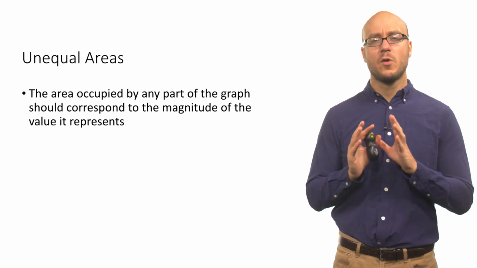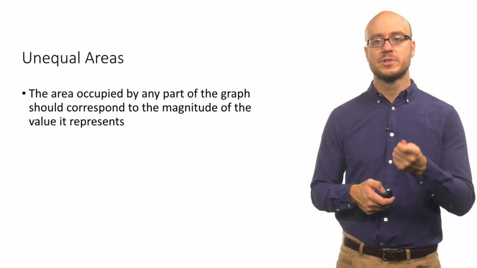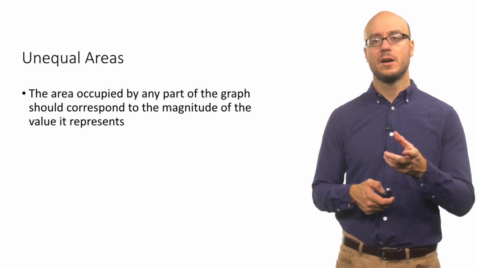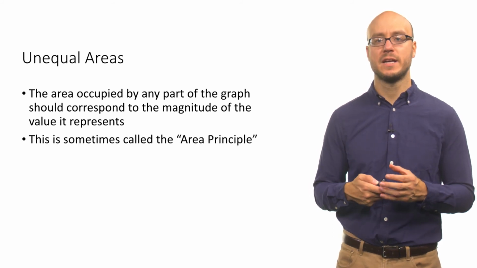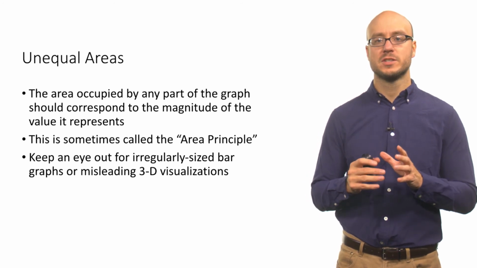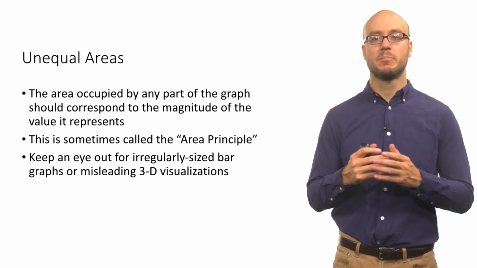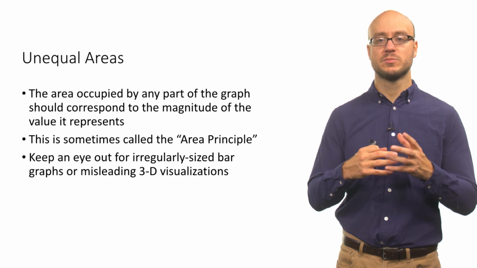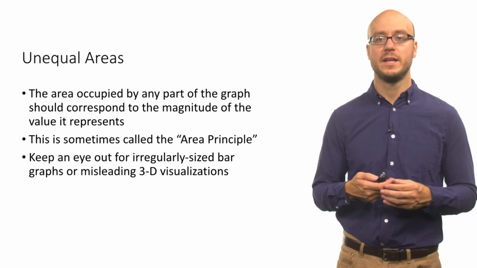Another problem that can occur in creating a statistical graph is unequal areas. The basic idea is called the area principle. The snapshot idea of it is that the area occupied by any part of a graph should correspond to the magnitude of the value it represents. One thing you should really avoid is 3D visualizations, because this can violate the area principle. It can imply that certain wedges or bars are much larger than others just by virtue of the way they're presented in a 3D context.